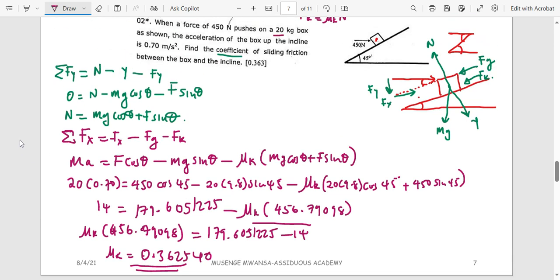Let's see the answer given. You can see the answer given there, 0.3625, 0.363. So if you round off, you get a 1 from the 5.